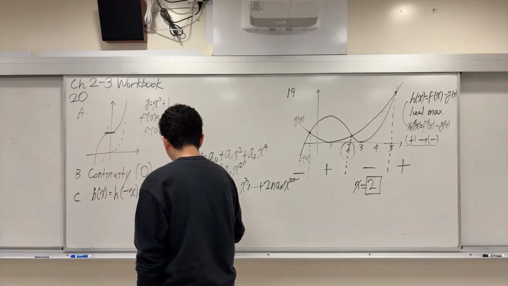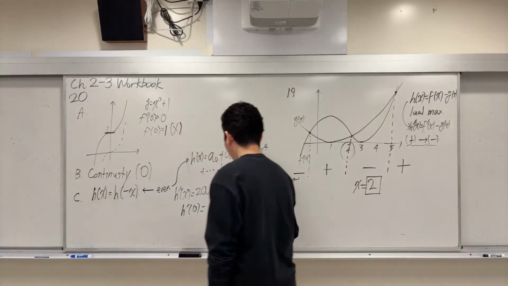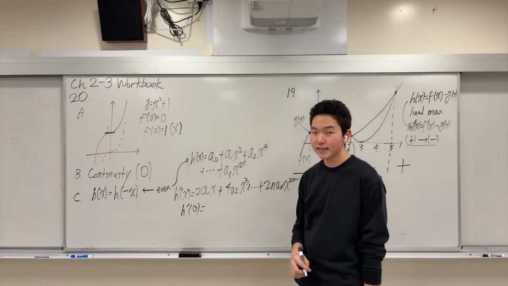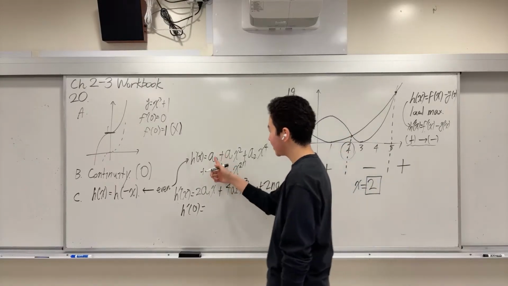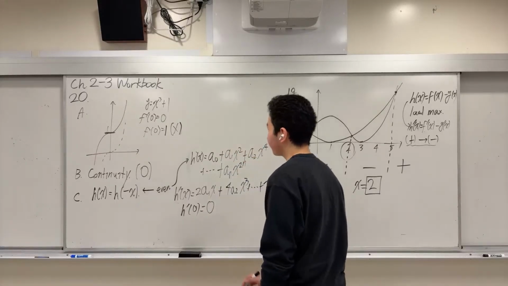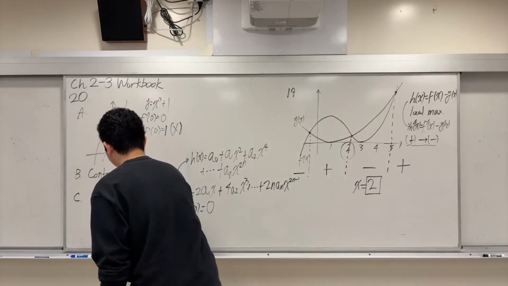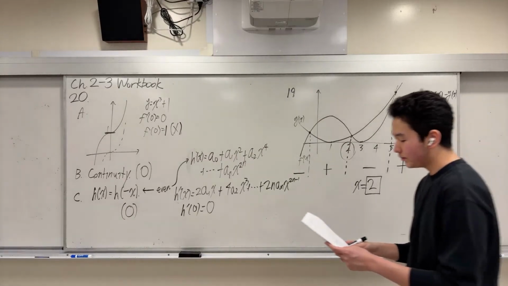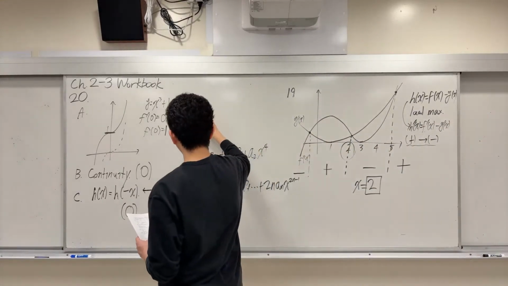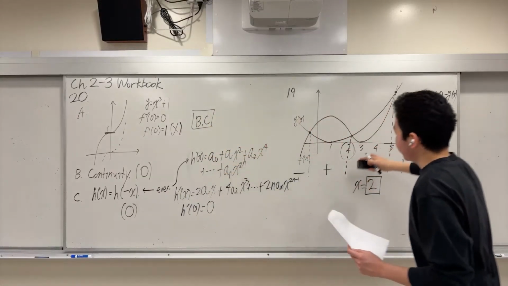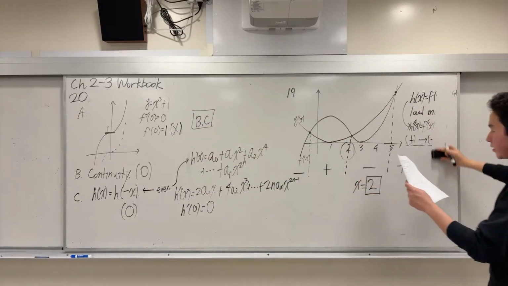Because when we plug in h prime of 0, all of these terms are going to disappear because they have at least one factor of x in them. There's no constant term. Constant gets erased during the derivative, so we're guaranteed to have 0. So statement C is always true. Okay, so your answer for number 20 is B and C. All right, moving on to 21.